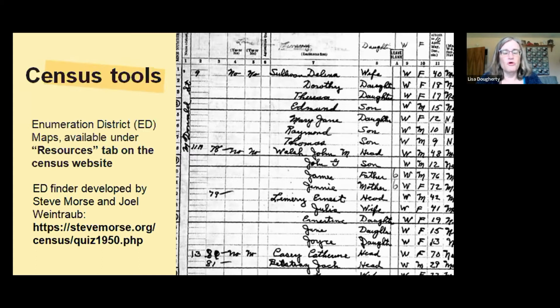An alternate tool, which I also find equally useful, is the ED Finder that was developed by Steve Morse and Joel Weintraub. And again, I will put the link to this in the chat at the end of this, because I use the Steve Morse ED Finder tool quite often, even with earlier census records. If I have a particular person that I can't find from the name search, then I will search using an address and find the ED in the Steve Morse ED Finder. And we'll look at that a little bit later on too.